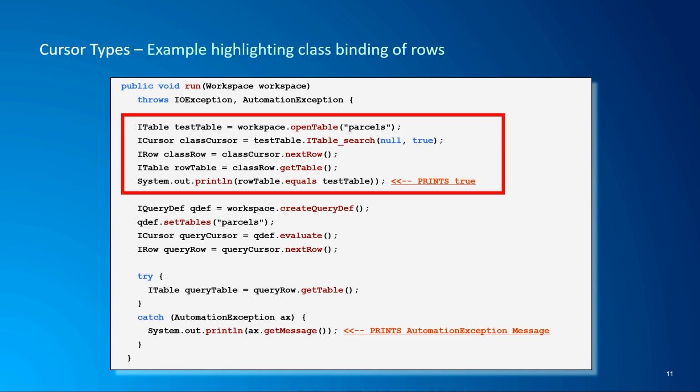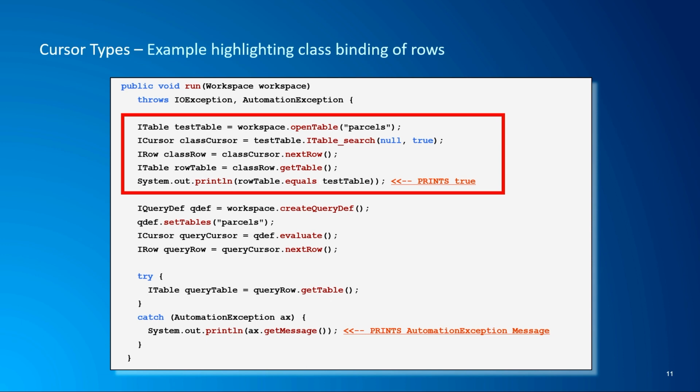Now on the bottom we do have the query def, and remember the query def, as we said before, is not binding the row objects to the table. So in the bottom we see we're creating a query def, we set the tables to parcels, same as above. We then get a cursor out of the query def, and we ask for a row. We get the query row out of the cursor.